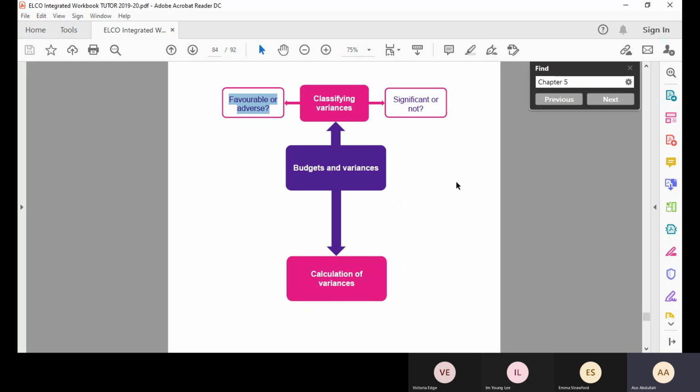Then we're looking at calculating the variances, because if you remember, we have a budget and we have an actual, then we look at the differences between these two. The difference between the actual and the budget is going to be your variance. So this is what we are trying to cover for today.